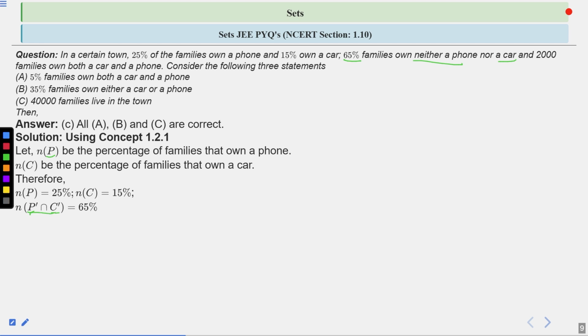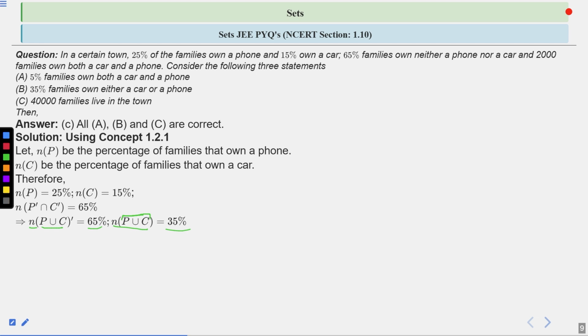Now from this we can get P union C whole complement using De Morgan's law. So P union C whole complement is the same as 65%, and if you recall, the number of elements in a complement is equal to what? Simple. The number of elements in the universal set minus the number of elements in the set. So here the universal set represents 100%. So n of P union C is simply 100 minus 65, which is 35%. And inversely, what does this represent?